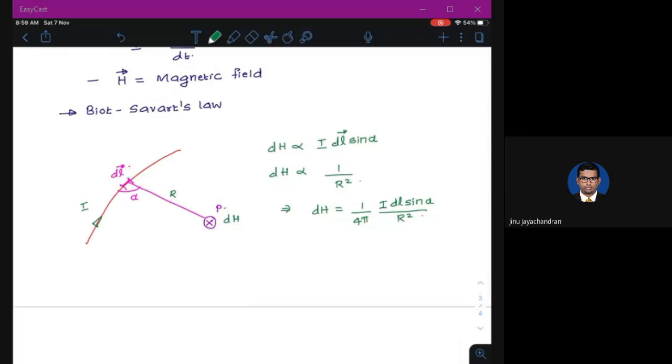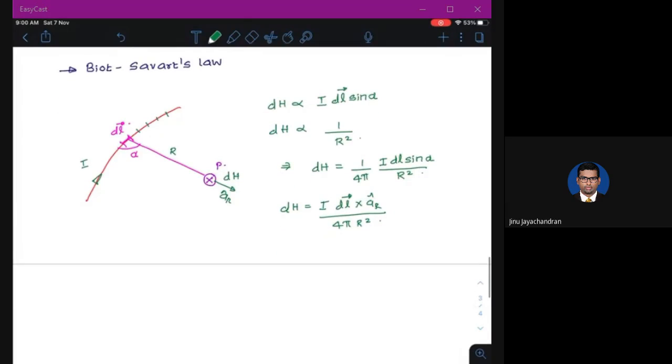Now, if you look at the equation I into dl into sine alpha, this basically looks like a cross product because there is a sine term coming. So I can write this equation dH in terms of a vector as the current I into dl cross ar cap by 4 pi r square, because dl is a vector. The direction of dl is tangential to the line. So each time you have a dl, the direction changes, although the dl value will be same. And ar cap is the unit vector along the r direction. So this will give you the differential, which is dH.